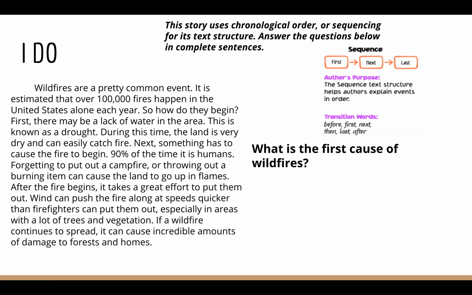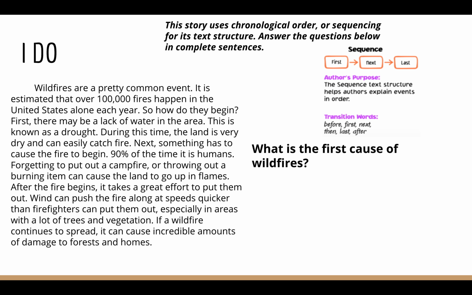Next, something has to cause the fire to begin. 90% of the time, it is humans. Forgetting to put out a campfire or throwing out a burning item can cause the land to go up in flames. After the fire begins, it takes a great effort to put them out. Wind can push the fire along at speeds quicker than firefighters can put them out, especially in areas with lots of trees and vegetation. If a wildfire continues to spread, it can cause incredible amounts of damage to forests and homes.